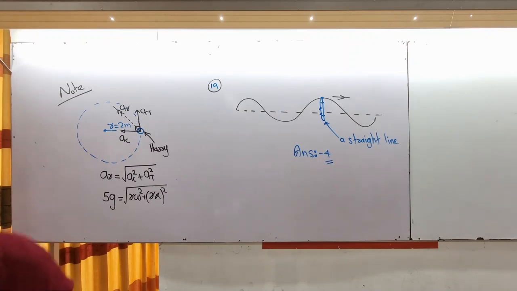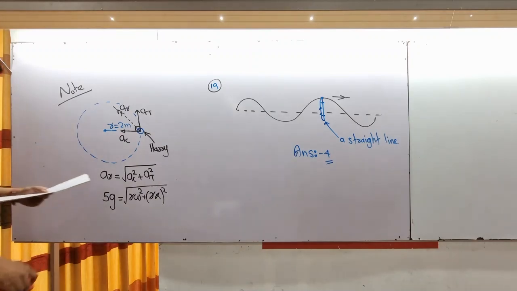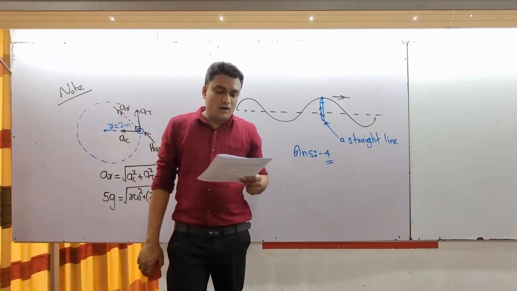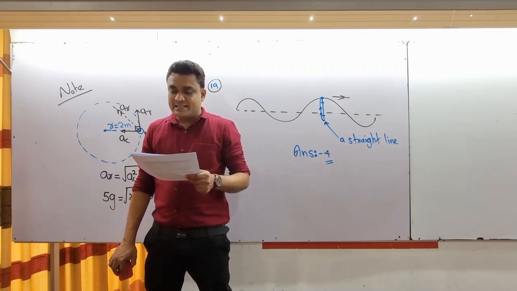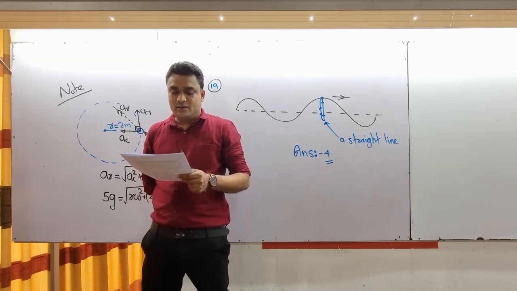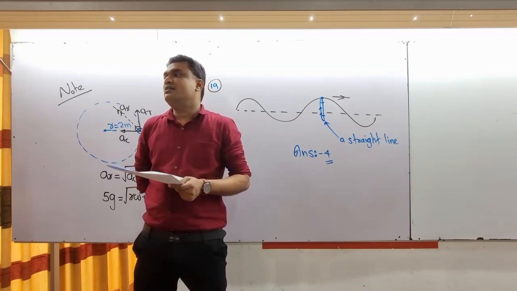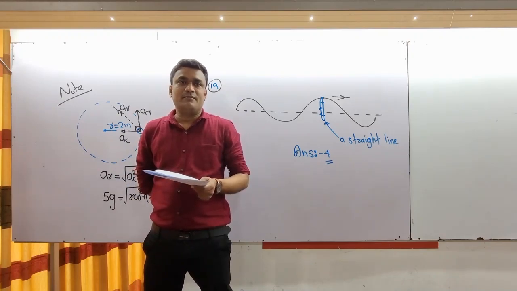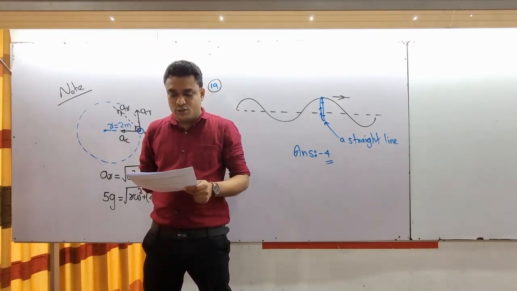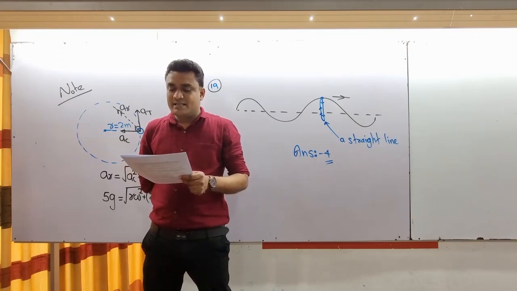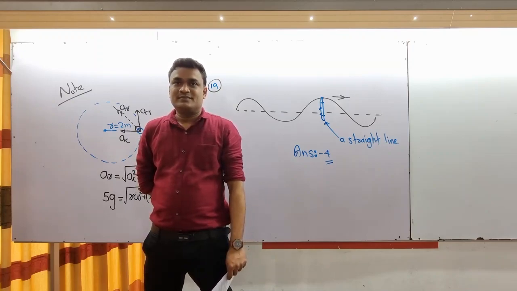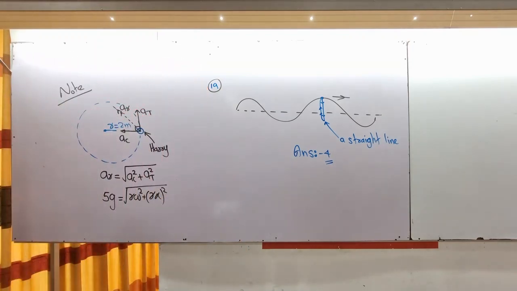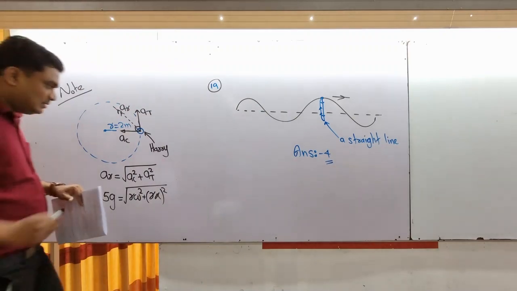Question number 20. When a sound wave of frequency 300 Hz passes through a medium, the maximum displacement of a particle of the medium is 0.1 centimeter. What is the maximum distance traveled by the particle from its mean position? 0.1 centimeter. The maximum velocity of the particle is equal to. So when a sound wave travels in a medium, look at the board here.